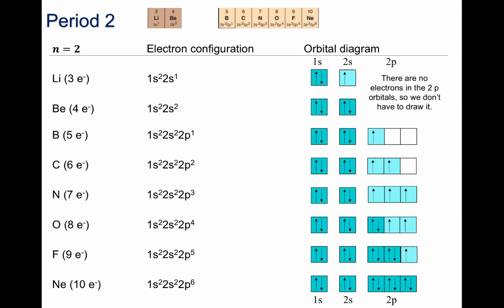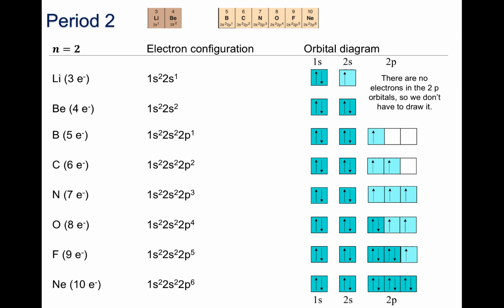For period 2, we add a p block. And so remember, there's the S block and the p block over on the right. And so we're going from lithium to neon. Lithium is in position 1 of the S block. And so there is 1 electron in that 2s sublevel.